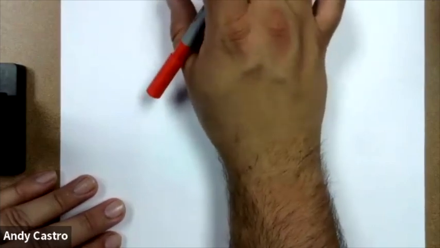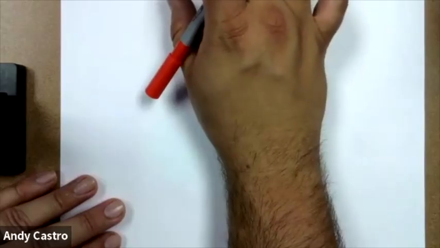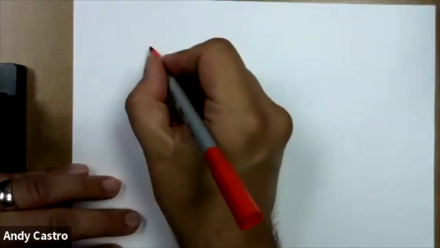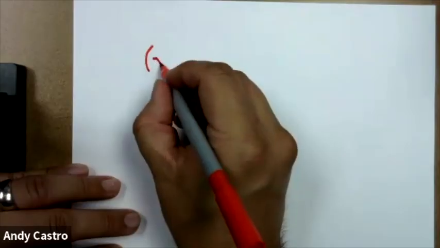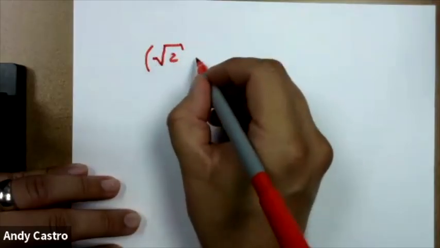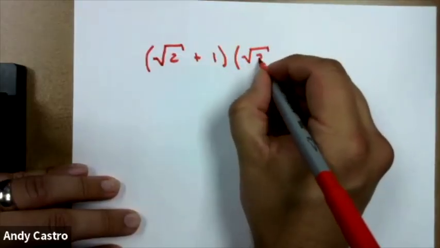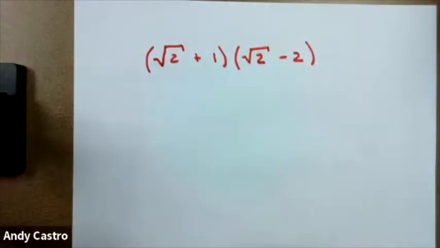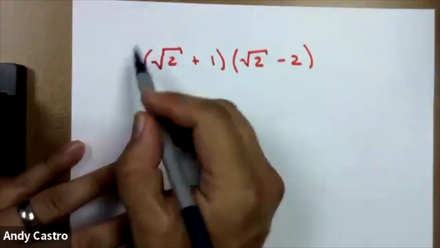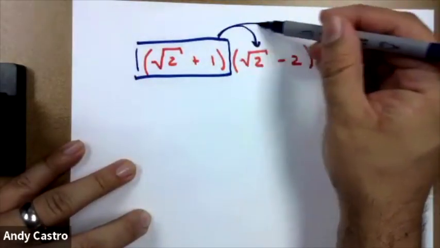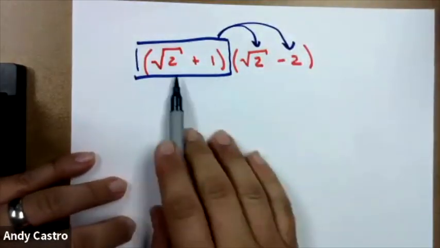Let's see if I can get an example here. Yeah, let's try something like this. So let's do a binomial. We're going to have root 2 plus 1 times root 2 minus 2. All right. So in this situation, we're going to do what we've always done. We're going to take this and multiply it into my other. We're going to distribute this.